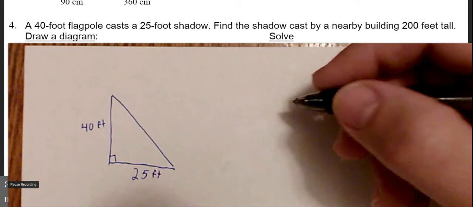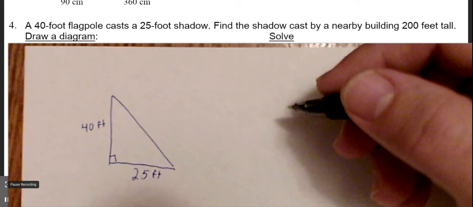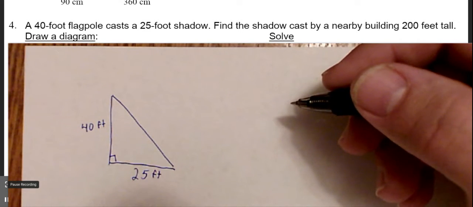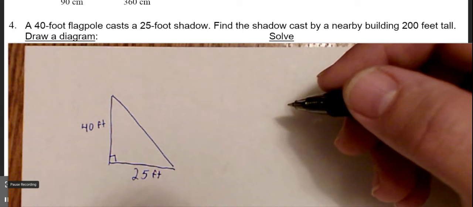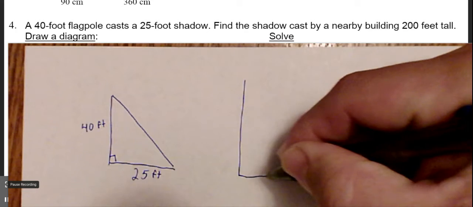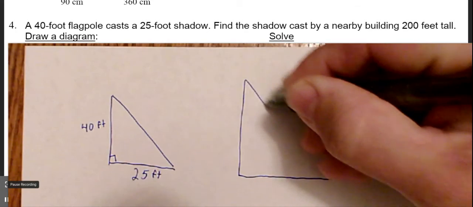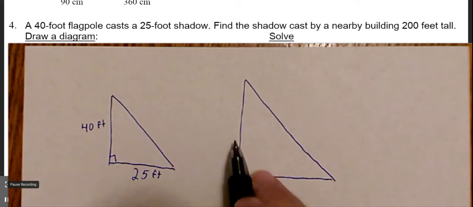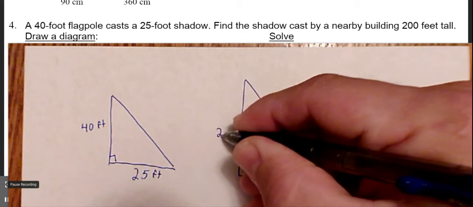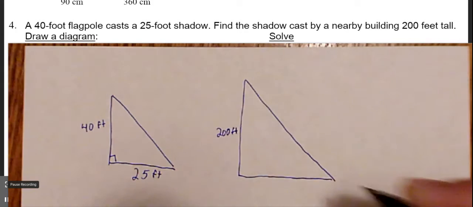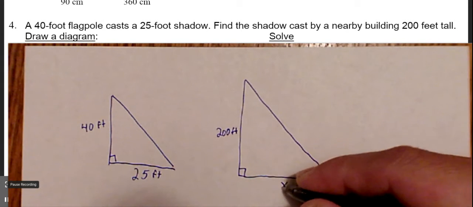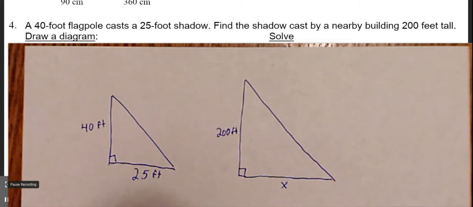All right. Now what would happen is at the exact same time, we're going to figure out how long the shadow is that's cast by a 200-foot tall building. So I am given the height in this case. Now I know that this is not to scale because it would be much larger than this compared to the 40 feet. But a 200-foot tall building is going to cast a shadow, and we're trying to find the length of that shadow without necessarily having to measure it.